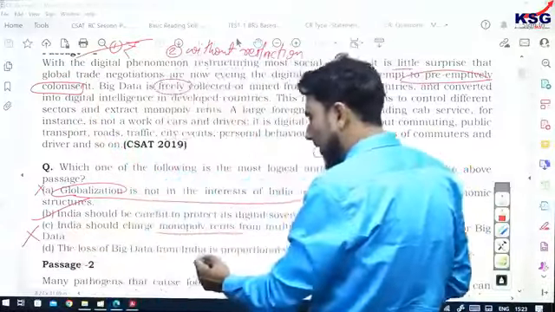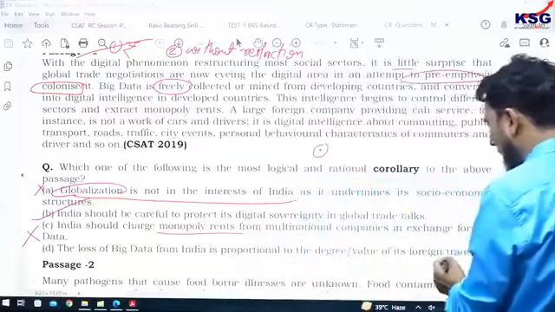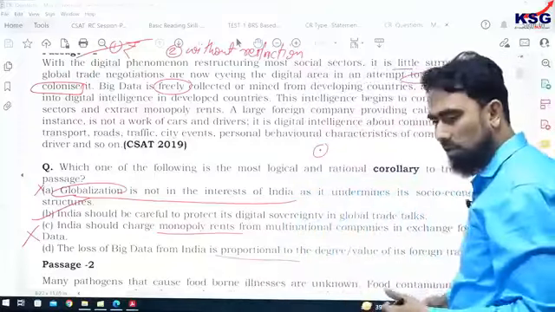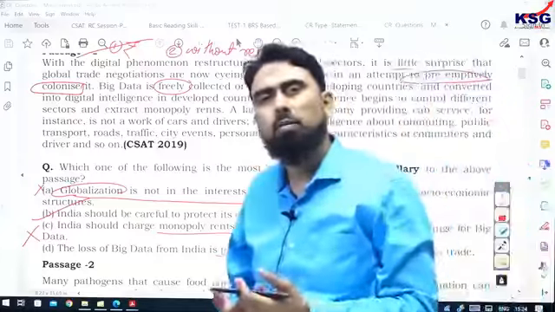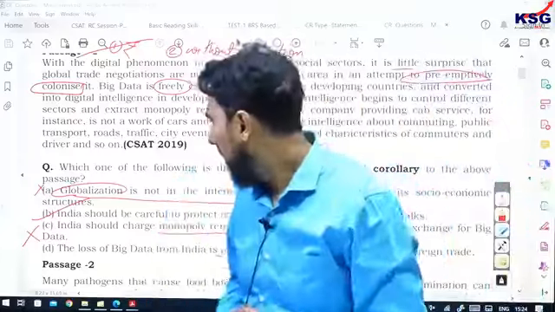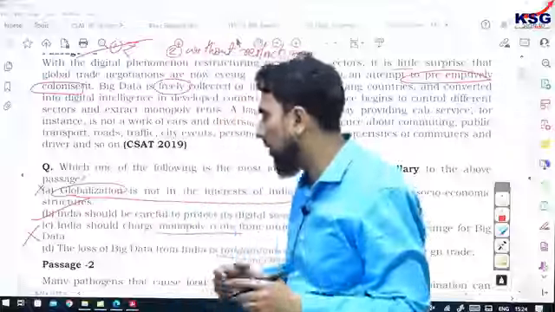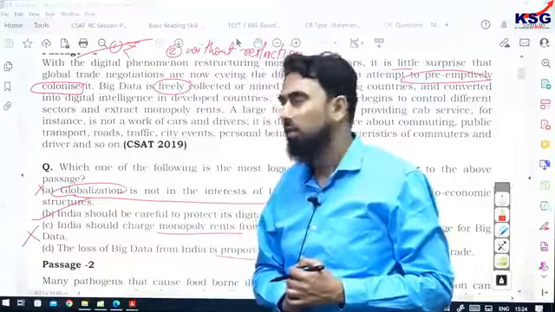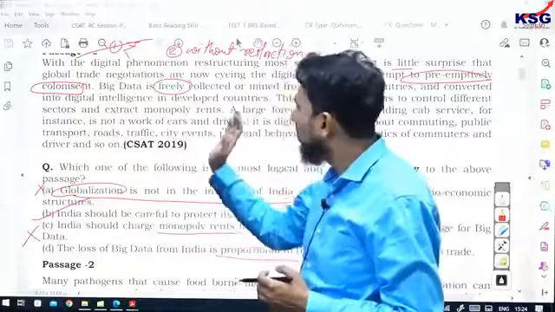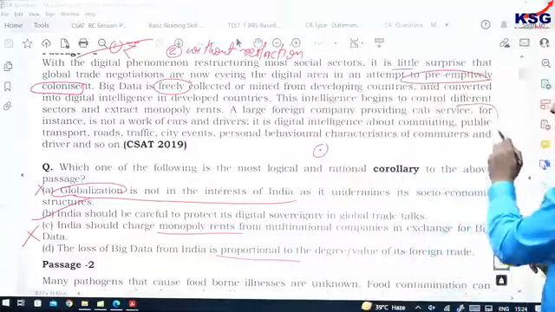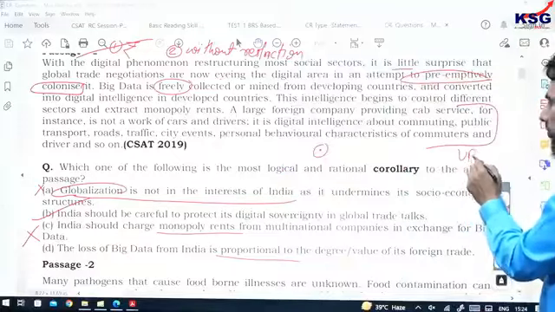D, the loss of big data from India is proportional to the degree or value of its foreign trade. You know, whether it's proportional to that, less than that, maybe slightly more than that, we don't have that much data to establish this point. Hence, what the author wants to convey, the corollary, is option B, right? So that makes the logical consequence based on the passage, as the author has also given the example of the large company. Maybe this is the example of Uber.